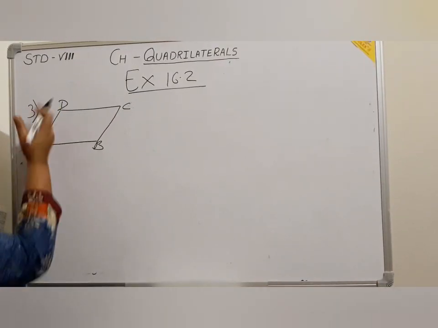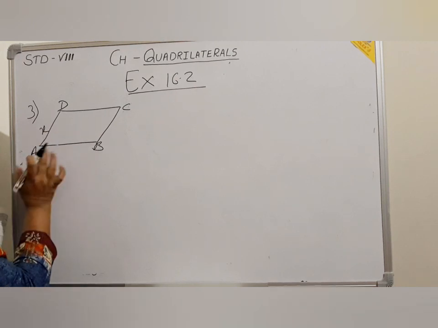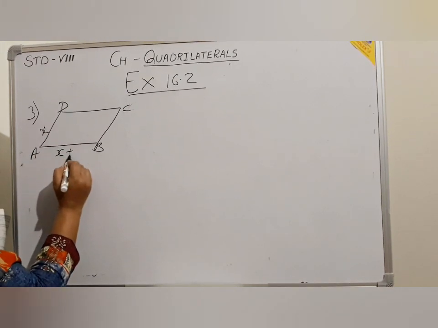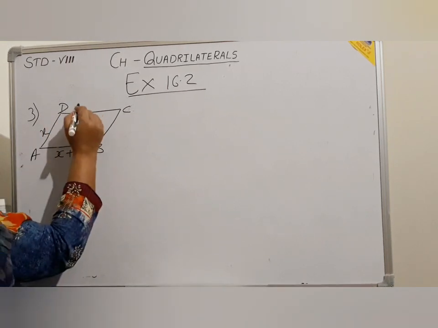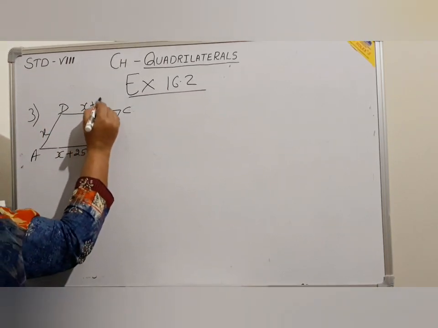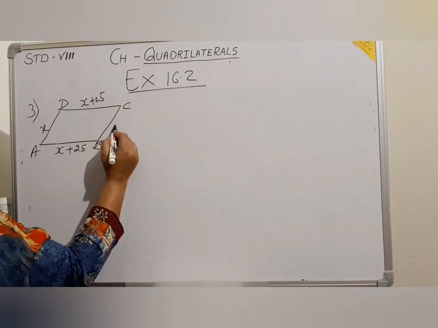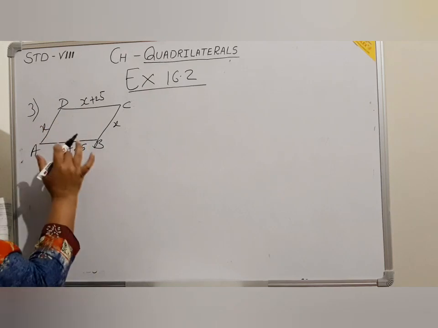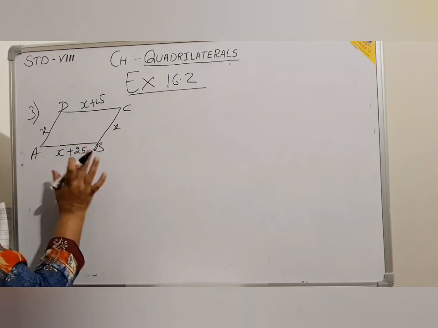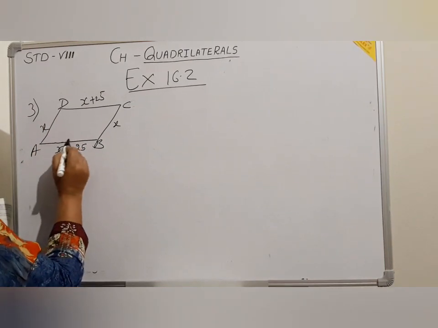Suppose AD is equal to x centimeter, then AB will be x plus 25. If AB is x plus 25, then DC is also x plus 25. AD is x, BC is also x, because it is a condition for a parallelogram: opposite sides of a parallelogram are equal in length and parallel to each other.